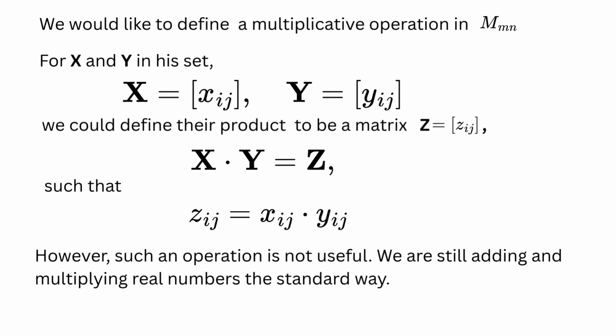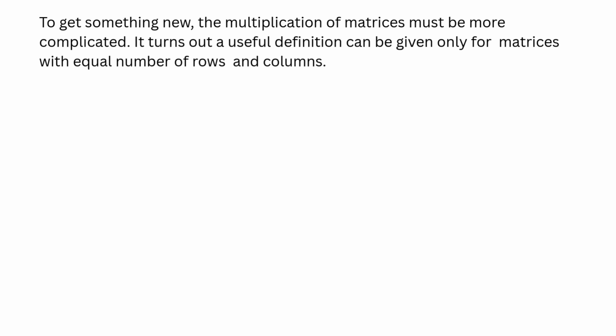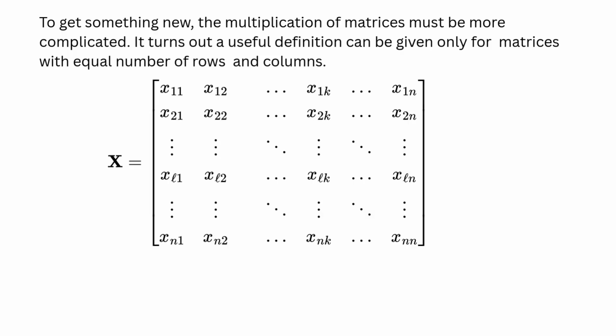If both operations, matrix addition and matrix multiplication, are defined this simply, then we have not created anything new. We are still adding and multiplying real numbers the standard way. To get something new, the multiplication of matrices must be more complicated. It turns out that a useful definition can be given only for square matrices, that is, for matrices with equal number of rows and columns.